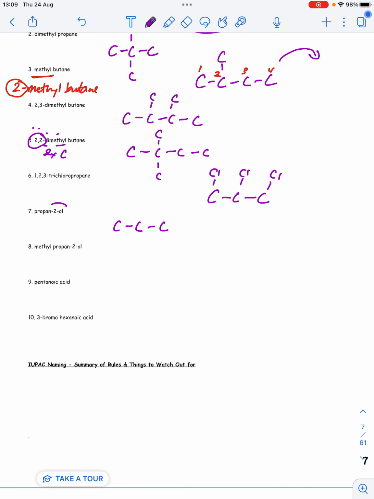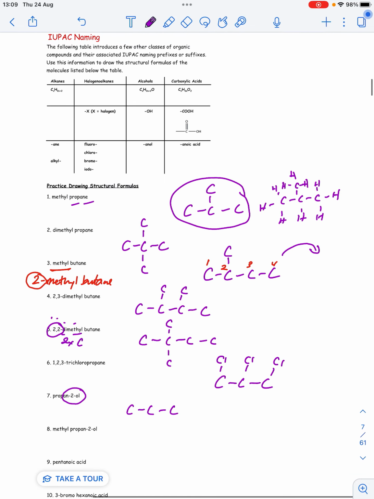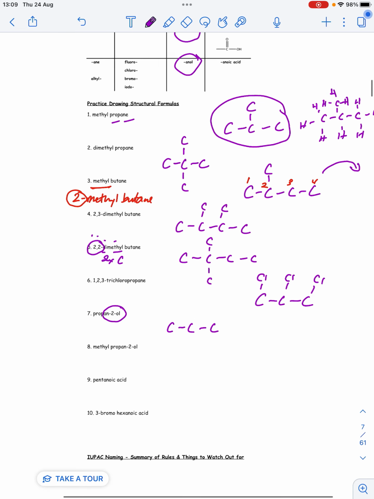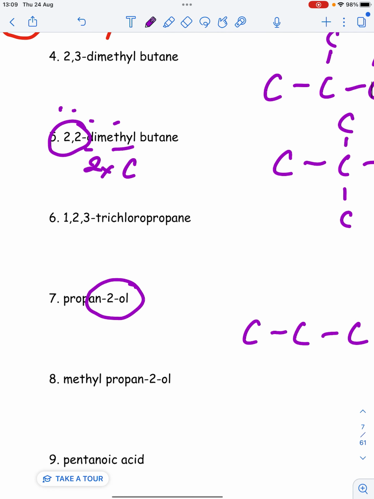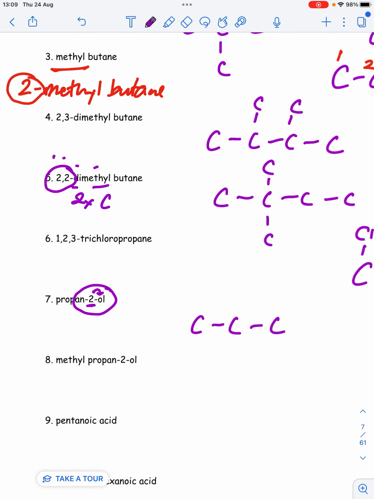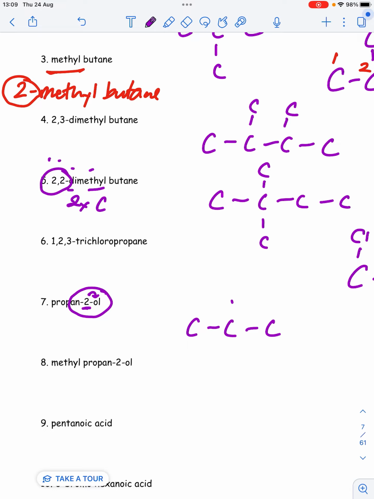Now this is the first one with a different ending. The ol tells you, like it tells you up here in this table, the ol tells you that this molecule is an alcohol. And that means it has an OH as its functional group. That's the part of the molecule that gives it special character, special property, that makes it act like an alcohol. So where is that thing? Well, the reason why there's a 2 right in front of the ol is because it's telling you where that ol part is. So off of carbon 2, we draw OH.